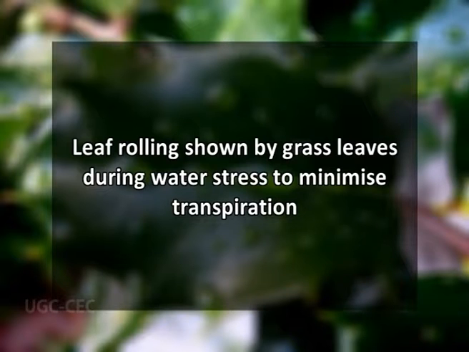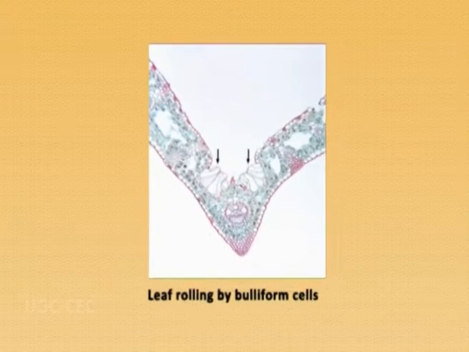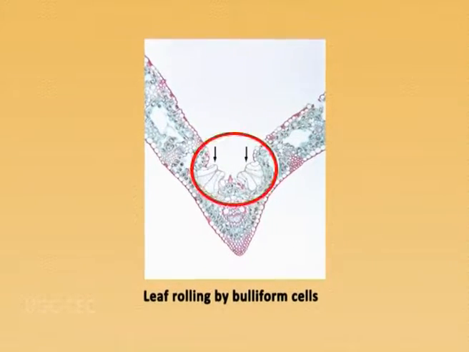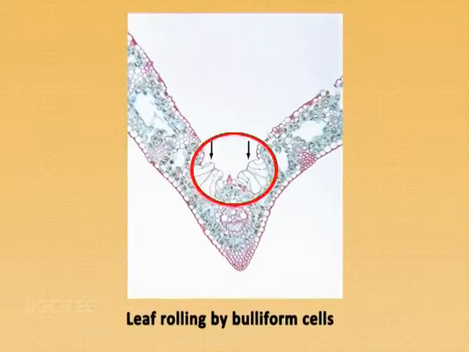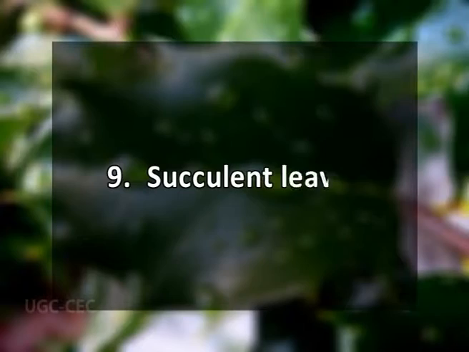The next important leaf adaptation witnessed in grass leaves is the phenomenon of leaf rolling. Leaf rolling is an excellent adaptation shown by grass leaves during water stress to minimize transpiration. The special bulliform or motor cells in the upper epidermis are responsible for inward rolling of leaves, which covers the stomata, thus minimizing water loss.